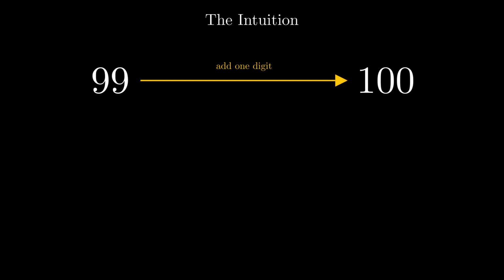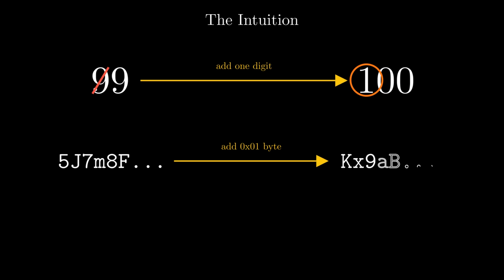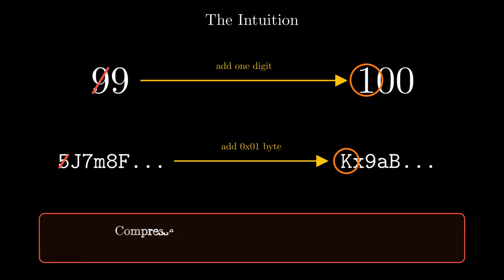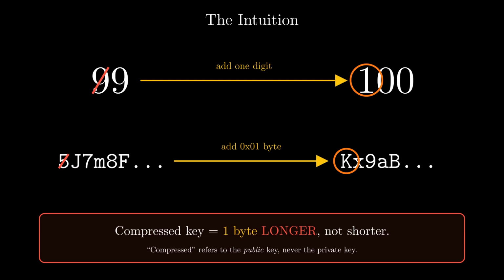Here's the intuition. Go from 99 to 100 in decimal. You added 1 digit, and the leading digit flipped from 9 to 1. Base 58 behaves the same way. Add 1 byte to the payload, and the leading character shifts from 5 to K or L. That's the entire mystery. A quick misconception to bury: compressed private keys are not smaller, they're 1 byte longer. Compressed refers to the public keys derived from them, never the private key itself.